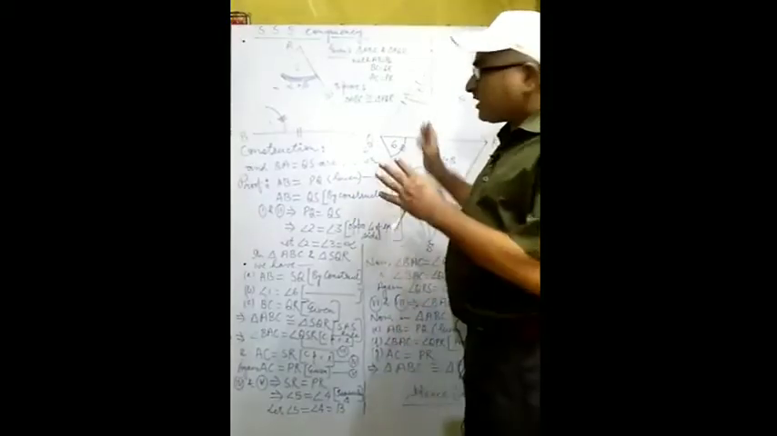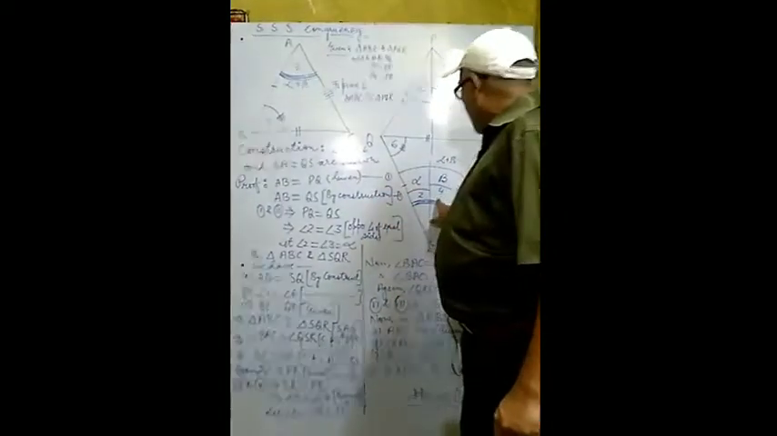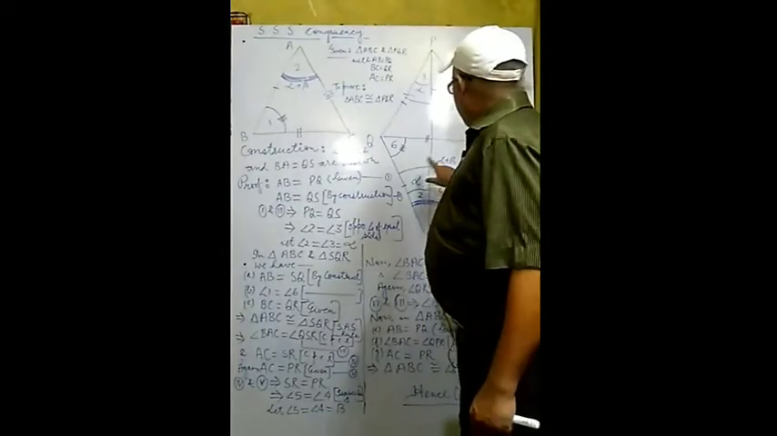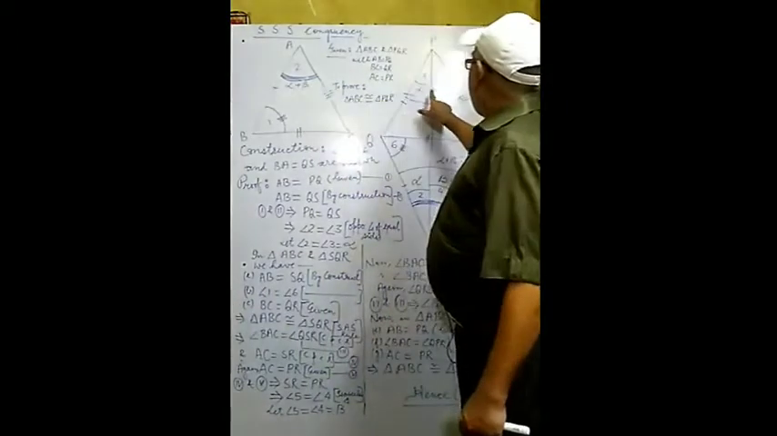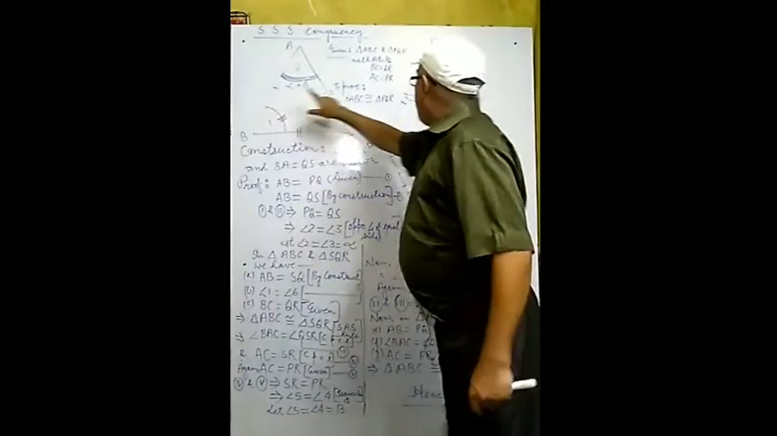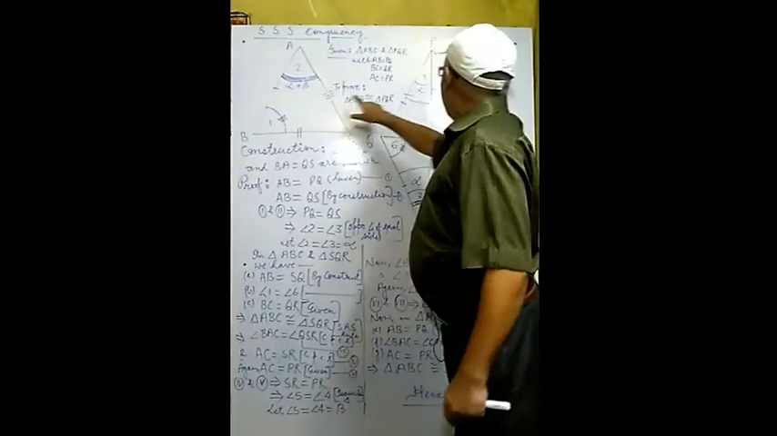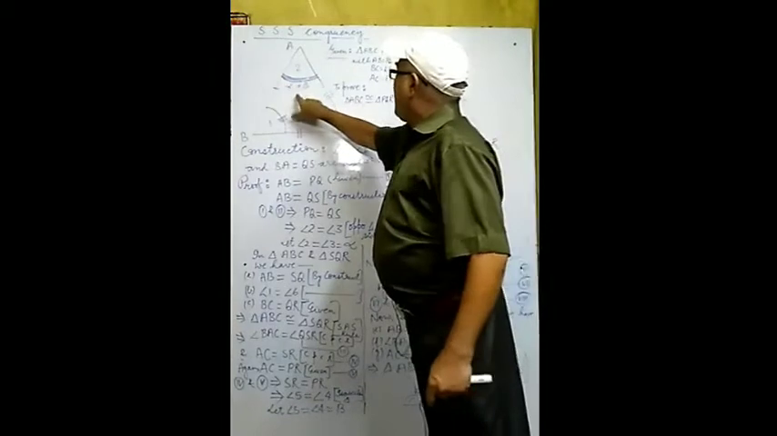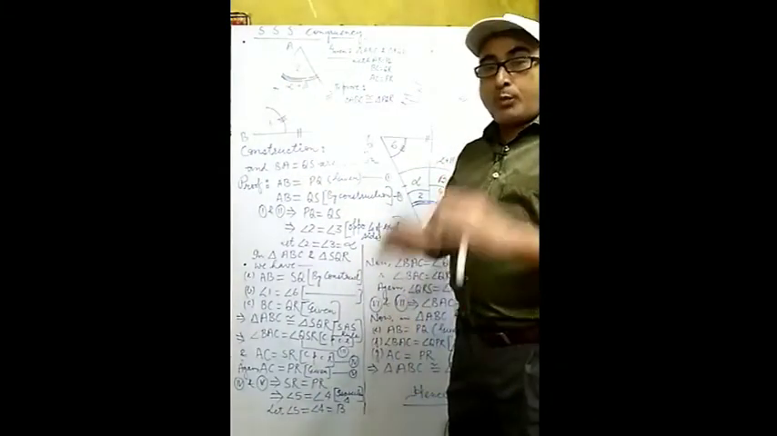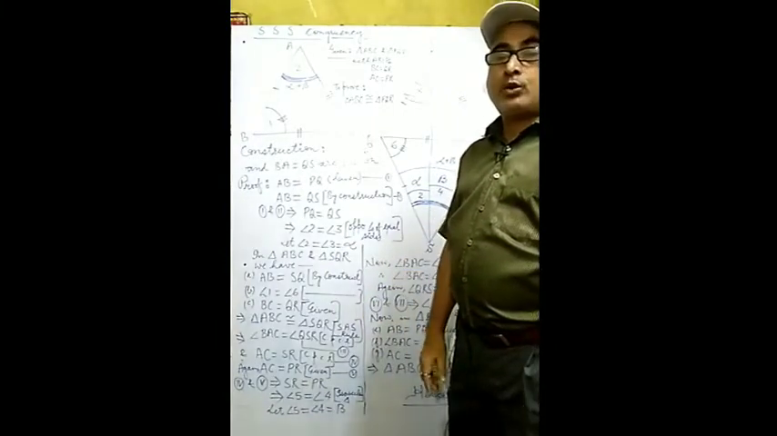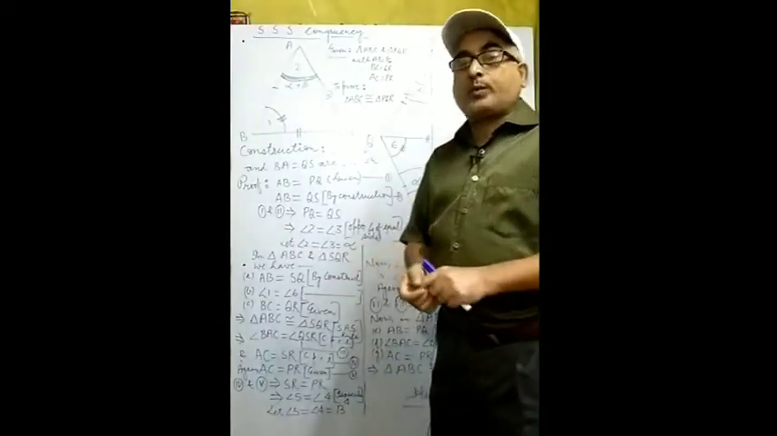Afterward, whatever is explained, according to that, try to show that this angle is equal to this one complete, and this complete angle is equal to this one. Then this complete angle will be equal to this one. This side is already equal to this one. This angle is equal to this complete angle, and this side is equal to this side. So by side angle side, this triangle is congruent to this triangle. In this way, we have proved side congruency with the help of side angle side congruency.